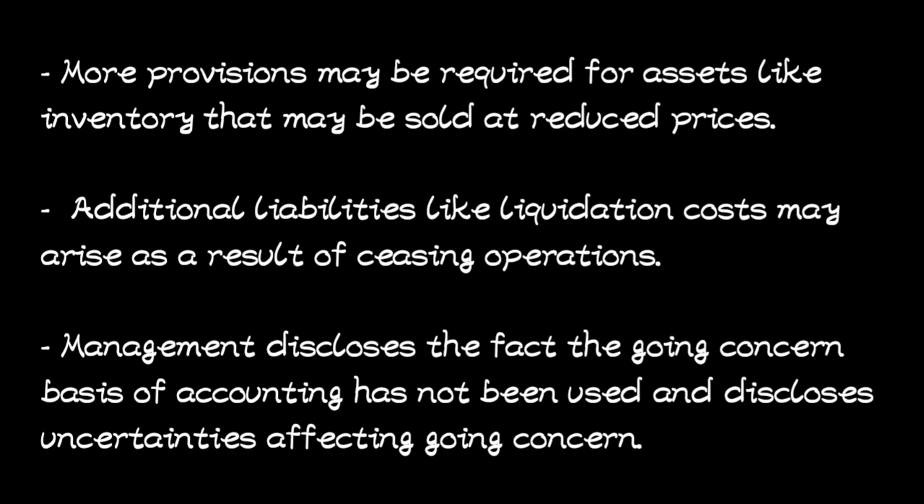Then lastly, management should disclose the fact that the going concern basis of accounting has not been used and disclose any uncertainties affecting going concern. So management is supposed to state, in case they do not use the going concern concept, that they have not used the going concern basis of accounting and then give reasons as to why they have not used it. So those are the things that are supposed to be done in case the entity does not use the going concern basis of accounting, or if it uses the liquidation basis.